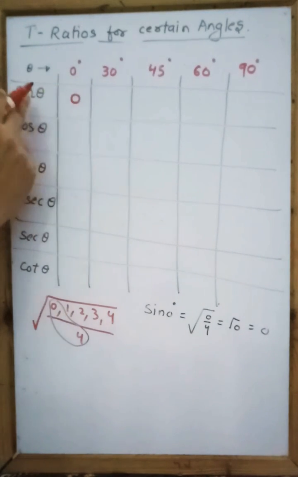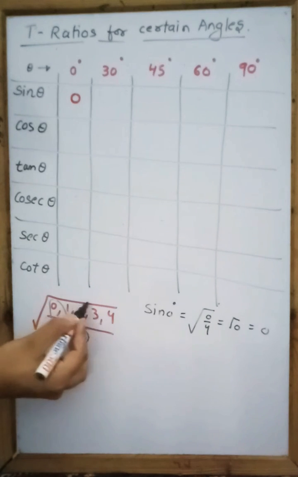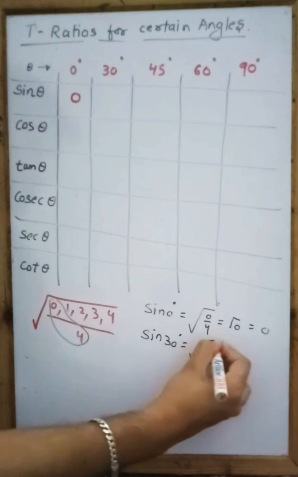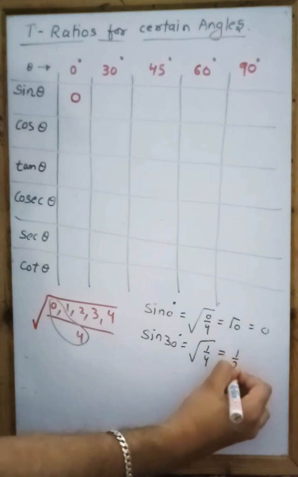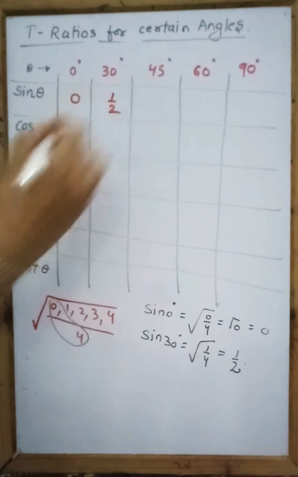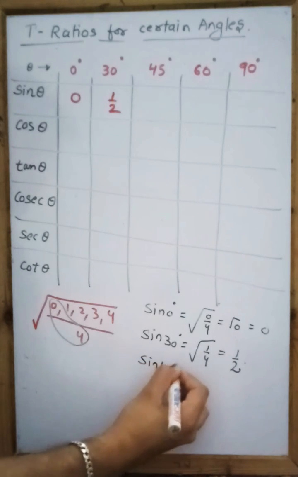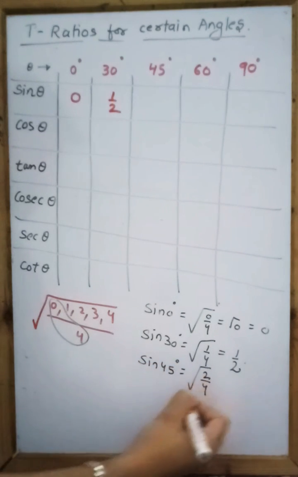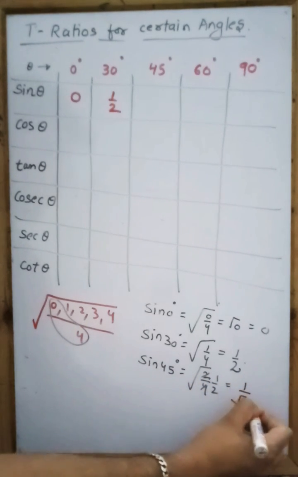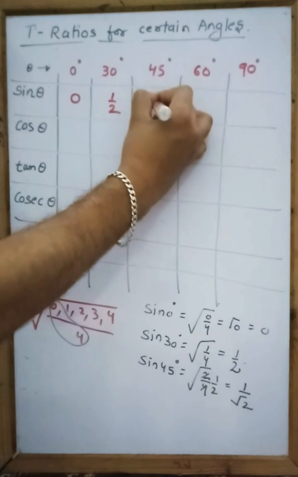Now if I ask you what is sine 30 degree, you will go to under root of 1 by 4. So sine 30 will be under root of 1 by 4, which is nothing but 1 by 2. Next is sine 45. It will be equal to root of 2 by 4. Now this can get cancelled, so it will become 1 by root 2. I hope you are all able to understand. It is not difficult at all.